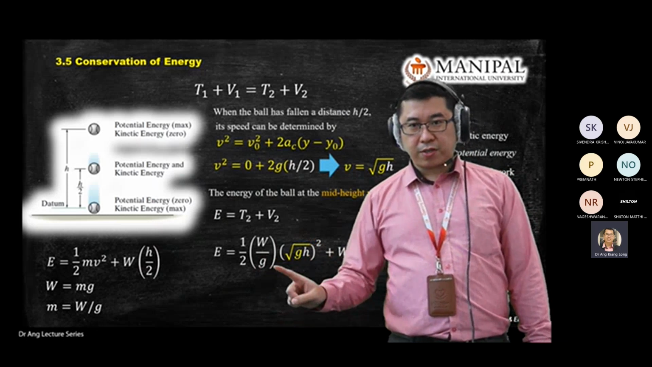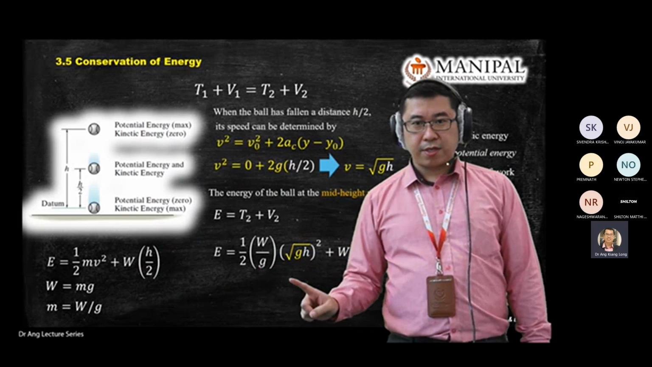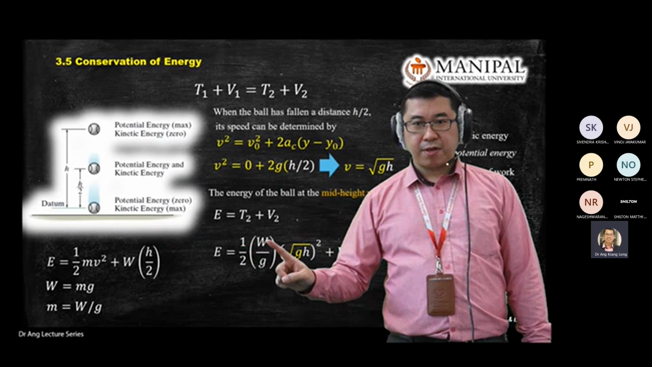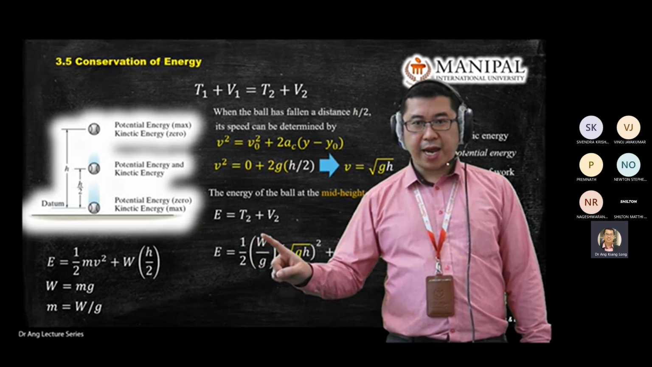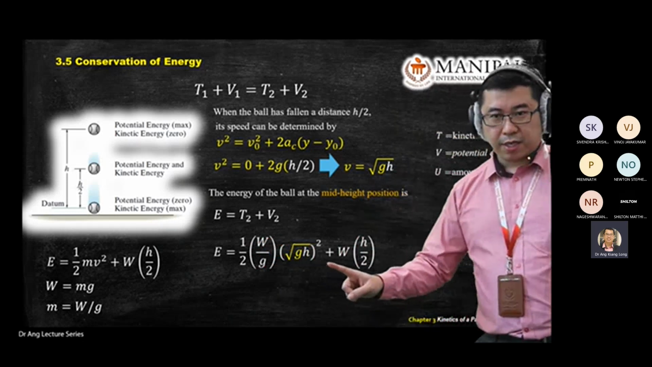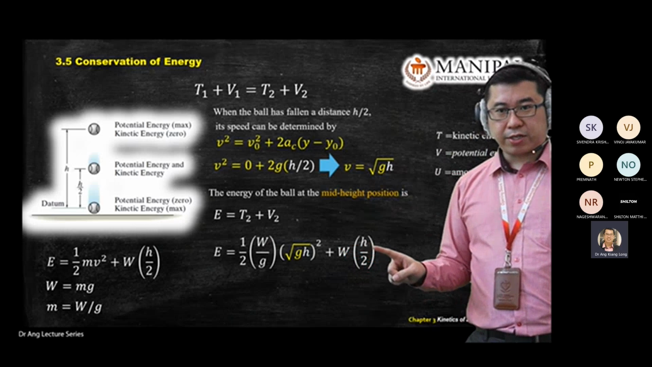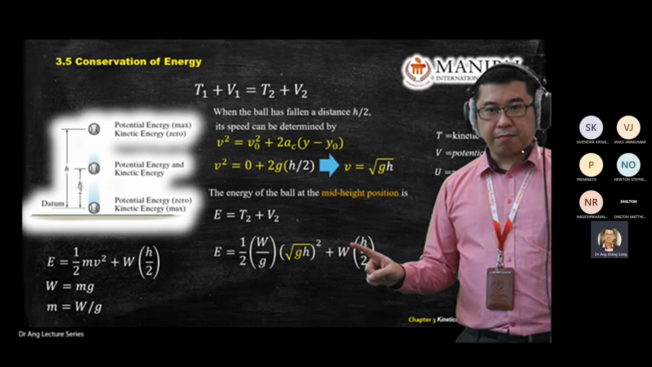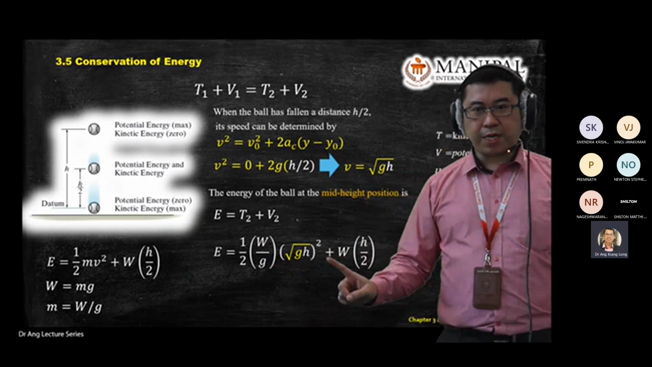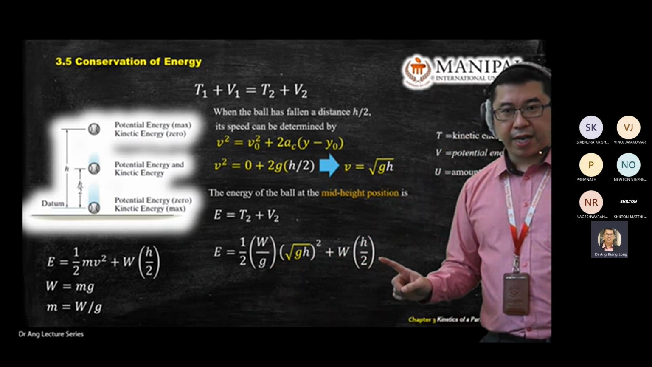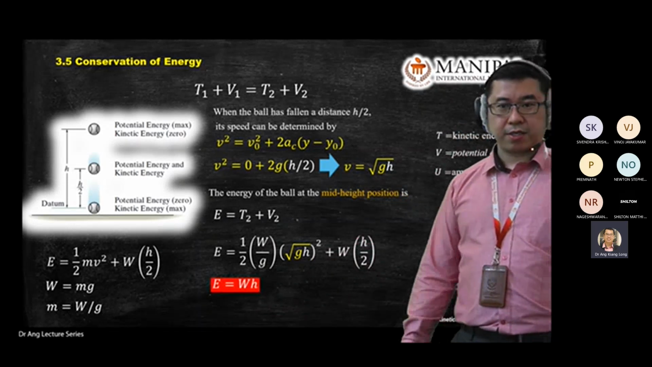Then you get gh. Here you have g, cancel the g. So here you have half wh. What is W? Half mgh. Here, what is your W? W equal to mg, h divided by 2. So mgh divided by 2. So half mgh plus half mgh, you still get the same energy.